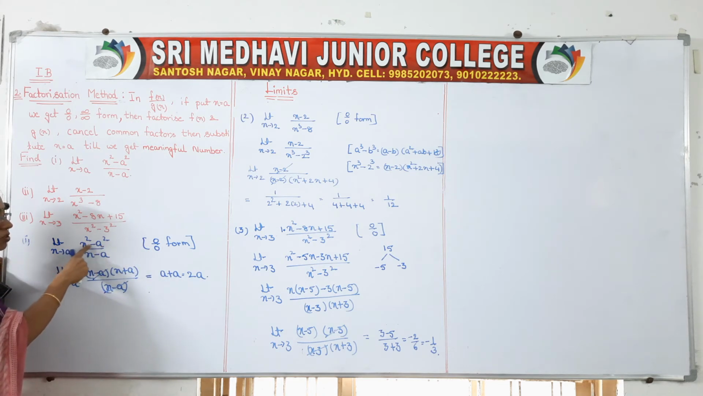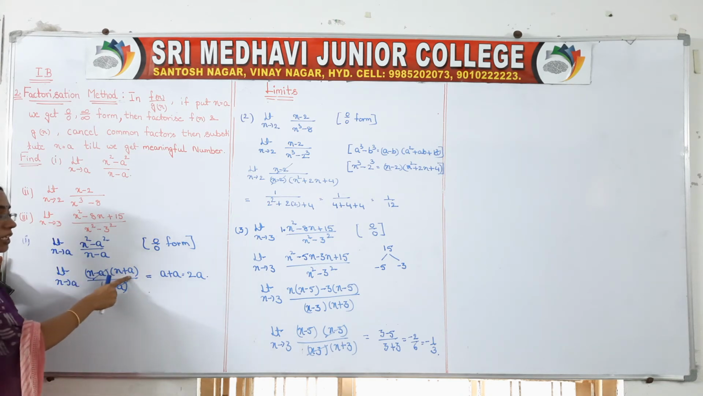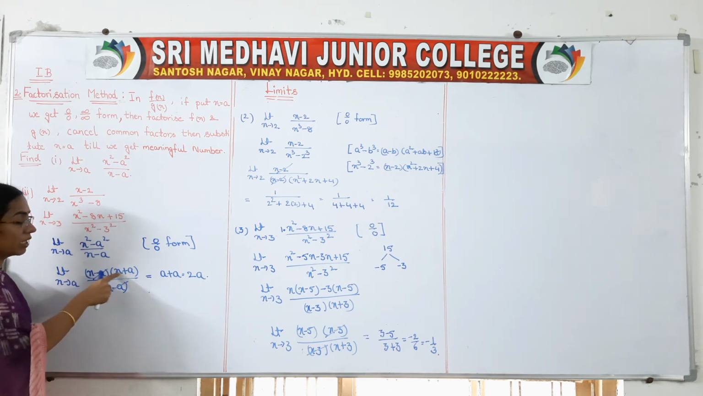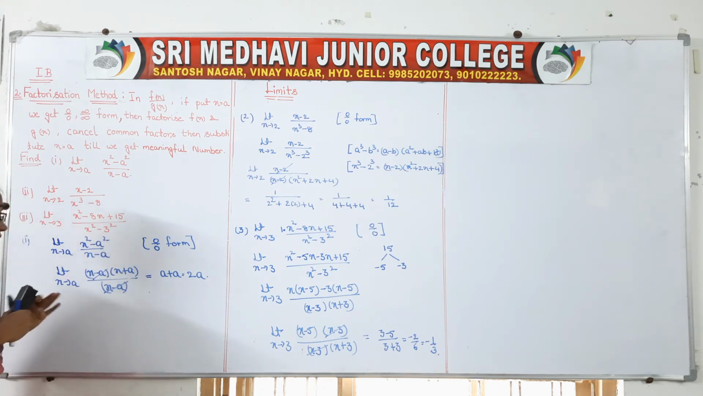This is of the form a square minus b square. With the formula we get a plus b into a minus b or a minus b into a plus b. Downwards both will get cancelled, so it is x plus a. So a plus a, that is 2a.